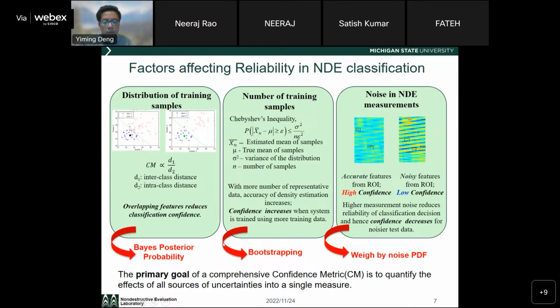So the primary goal of a comprehensive CM is to quantify the effects of all sources of uncertainties into a single measure. So let's see how we can do it. So today's lecture, I will do this, as I said, step by step. We're going to have more of a hands-on approach, and stop me if you have any questions about understanding the formulation and each step here.